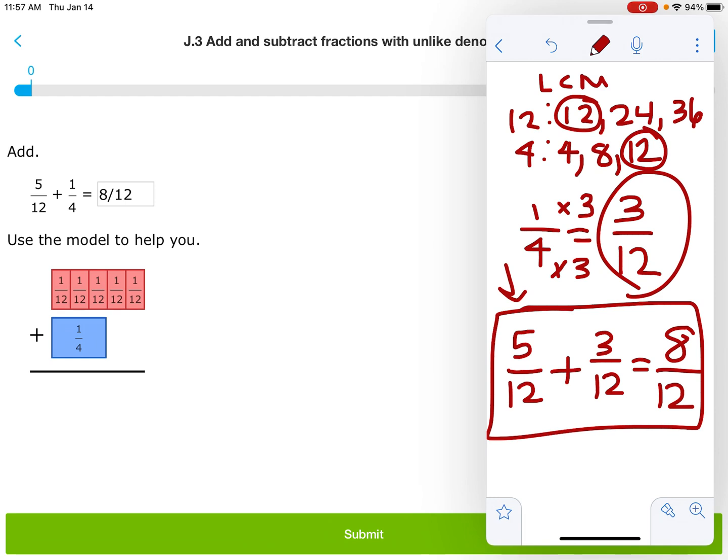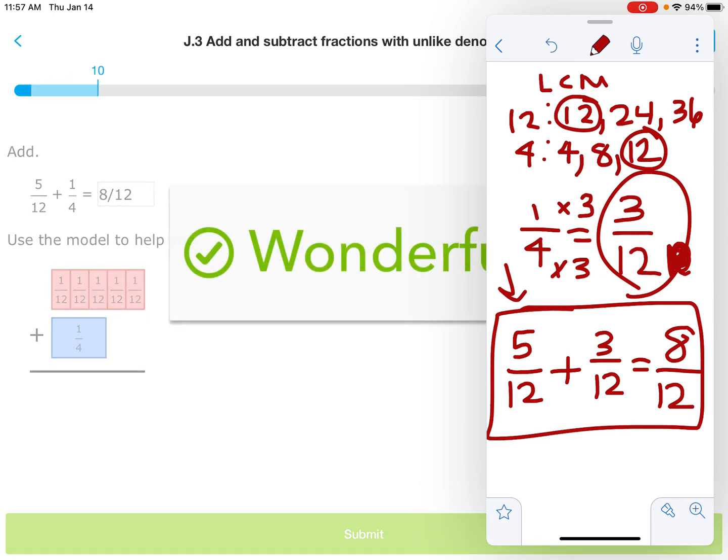And one other thing I want to point out is they have a model for you to help. Okay, so if we notice, 1/4 is coordinating with how many 12ths? Right, it's coordinating with 3/12, and that's exactly what we said right here. We said 1/4 is equal to 3/12. So we could have added the 3/12 plus the 5/12 right away instead of really having to change denominators. Alright, so that was our first problem.